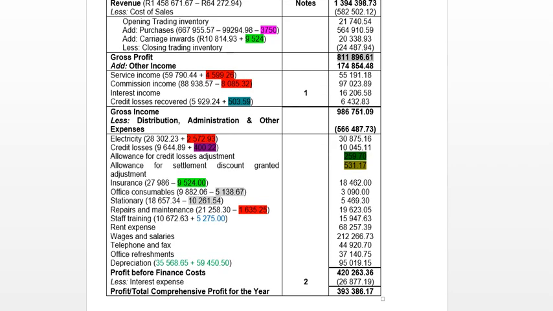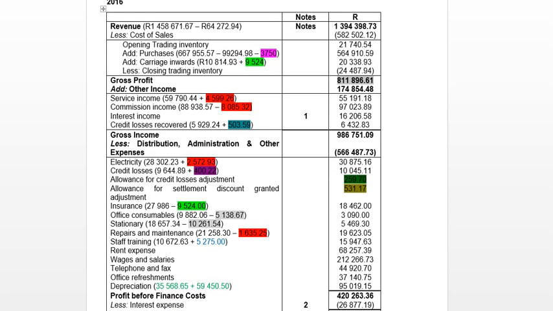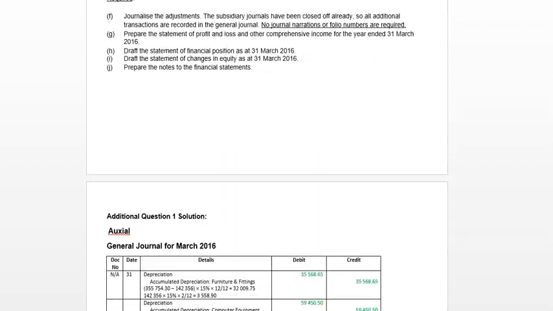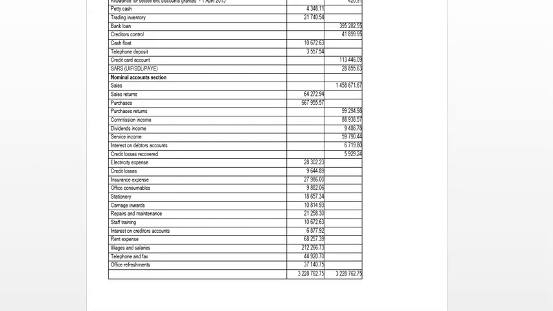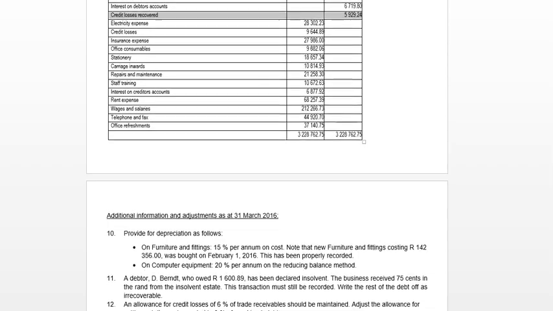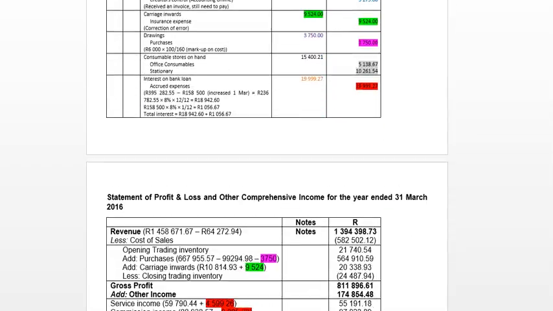So our revenue less cost of sales gives us a gross profit of 811,896 Rand. Then we need to add our other income. So firstly, we go to our trial balance. What was our other income? So it's going to be our commission income of 88,938 Rand and 57 cents. It's going to be our services income of 59,790 Rand and 44 cents. And it's going to be our credit losses recovered of 5,920 Rand and 24 cents.